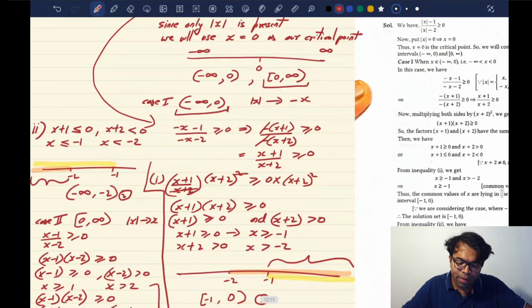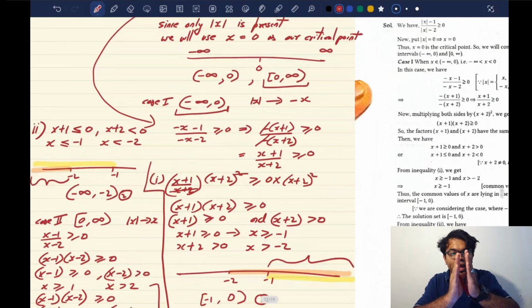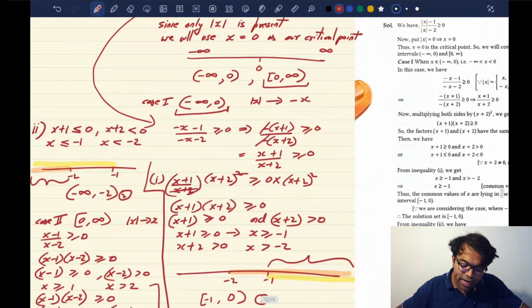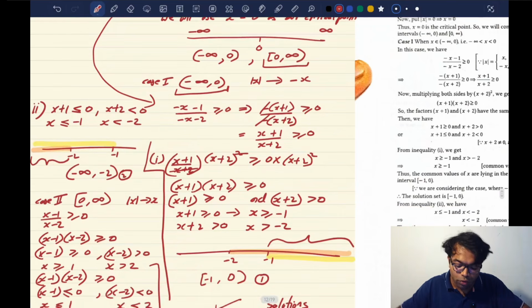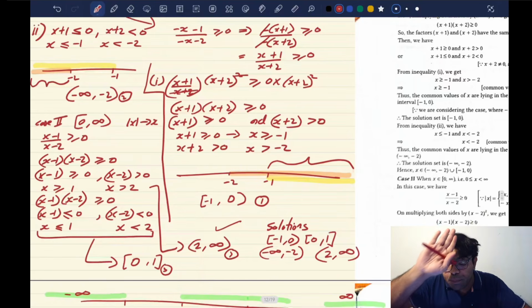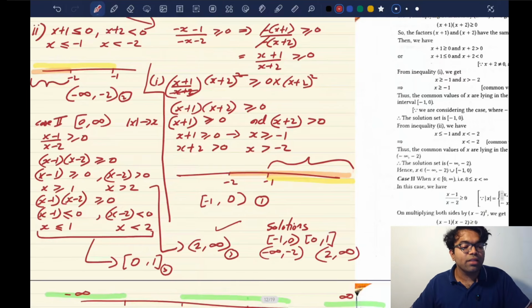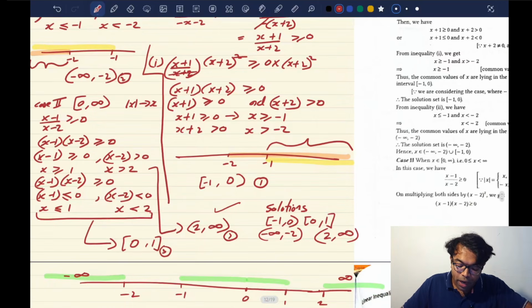Okay, see, basically, when you had the critical point, you had 0. So you basically split the whole number line into two sections: minus infinity to 0, open brackets, and then close brackets, 0 to infinity. So in case 1, you have minus infinity to 0. So your solution also cannot go beyond 0. It cannot even be 0. Okay, so that is one thing that you have to remember. It can only go from minus 1 all the way to 0.